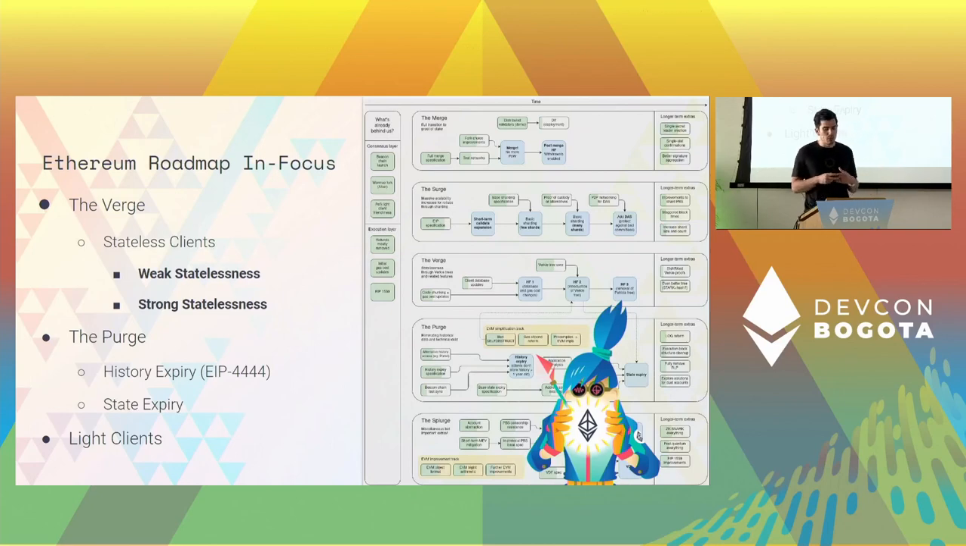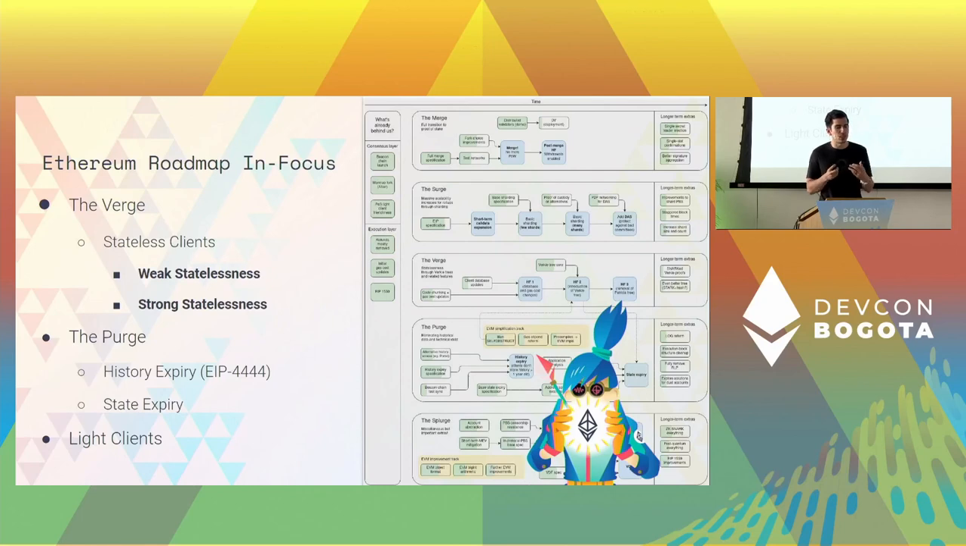So, a brief overview. The Verge, one of its sub-goals is around supporting stateless clients. Stateless clients allow validators to be small and light while having heavier specialized builders on the right side of the blockchain data supply chain. There are different approaches to this: weak statelessness and strong statelessness.